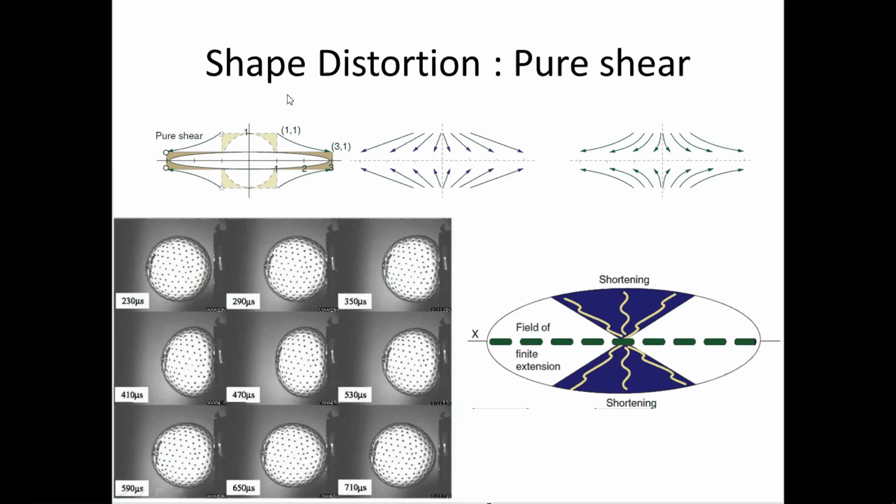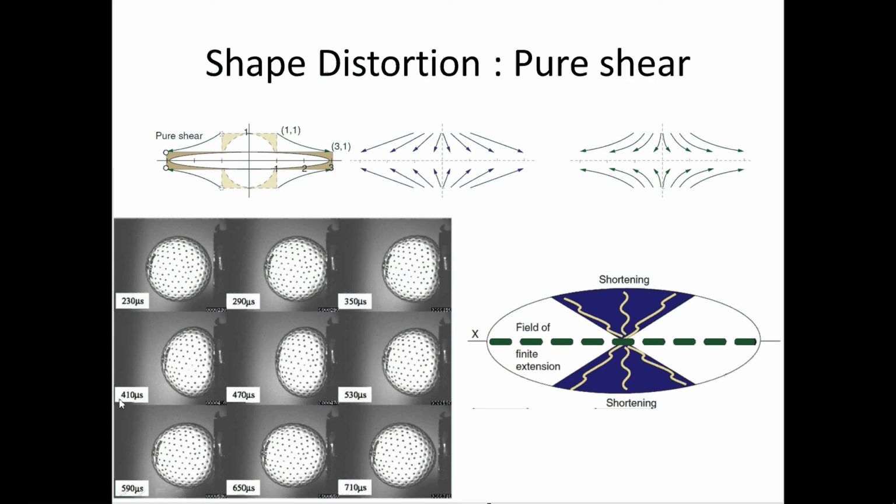After simple shear, the other kind of shape distortion is pure shear. Look at this golf ball. At this stage, this golf ball is perfectly spherical in shape. After 230 microseconds, and after 290 microseconds, it just hits the surface. As soon as this ball hits the surface, you can see it no longer maintains its spherical shape. It is deforming itself.